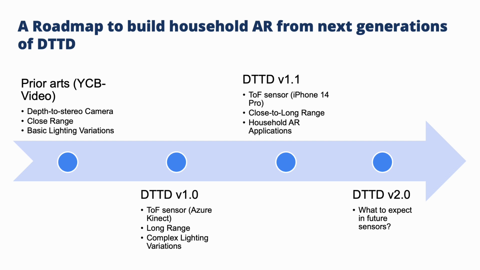In conclusion, we have introduced a novel 3D object tracking RGB-D dataset called Digital Twin Tracking Dataset to enable further research on extending potential solutions to longer-range object tracking problems. Future DTTD generations will adopt finer TOF sensors with diverse distances, objects, scenes, and backgrounds for household AR applications.